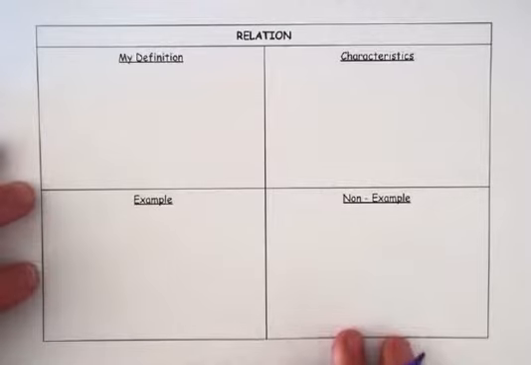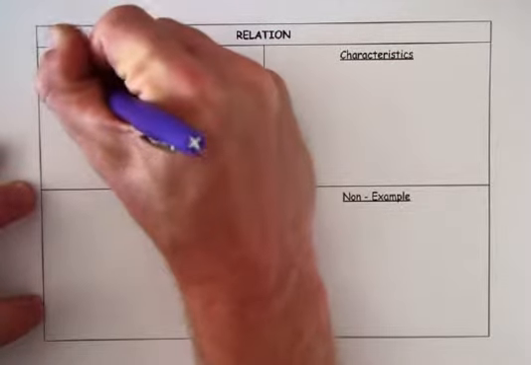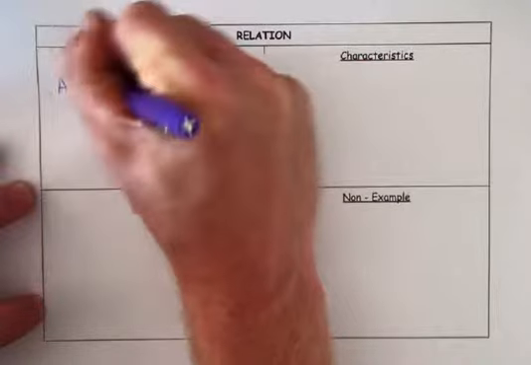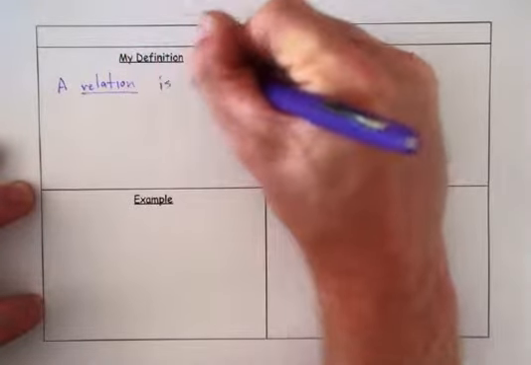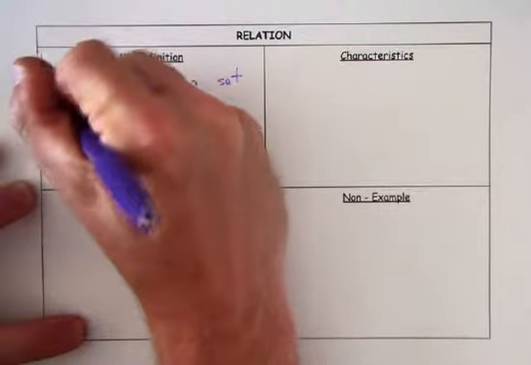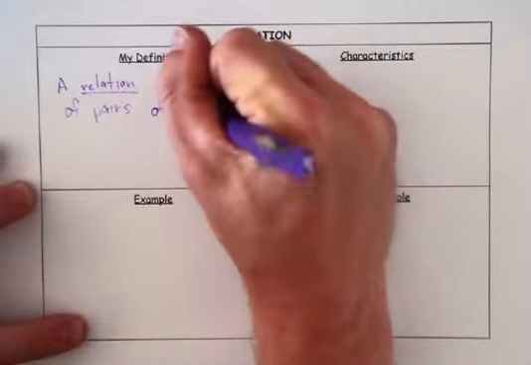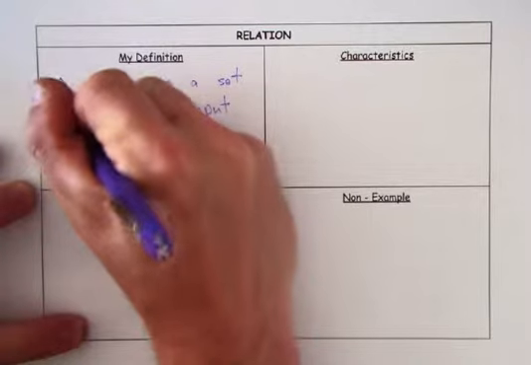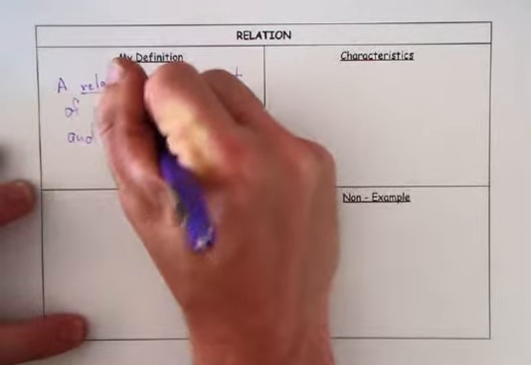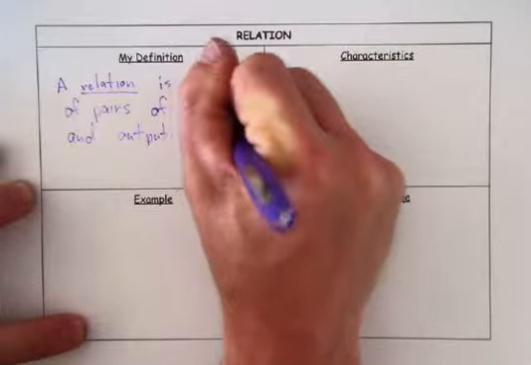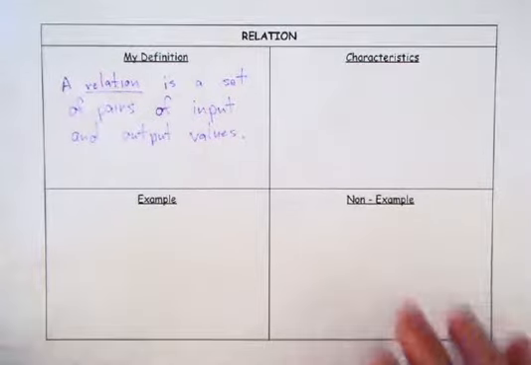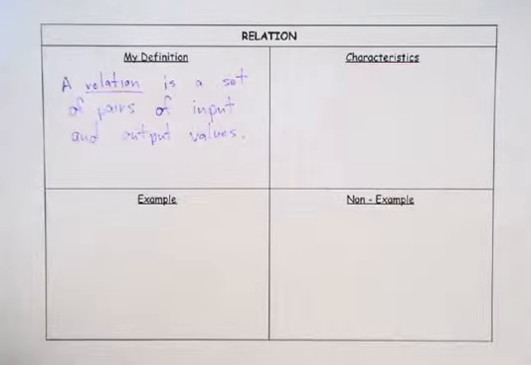For your definition of relation, a relation is a set of pairs of input and output values. Okay? A relation is a set of pairs of input and output values. And when we talk about relations, we're thinking about some set of pairs of values.